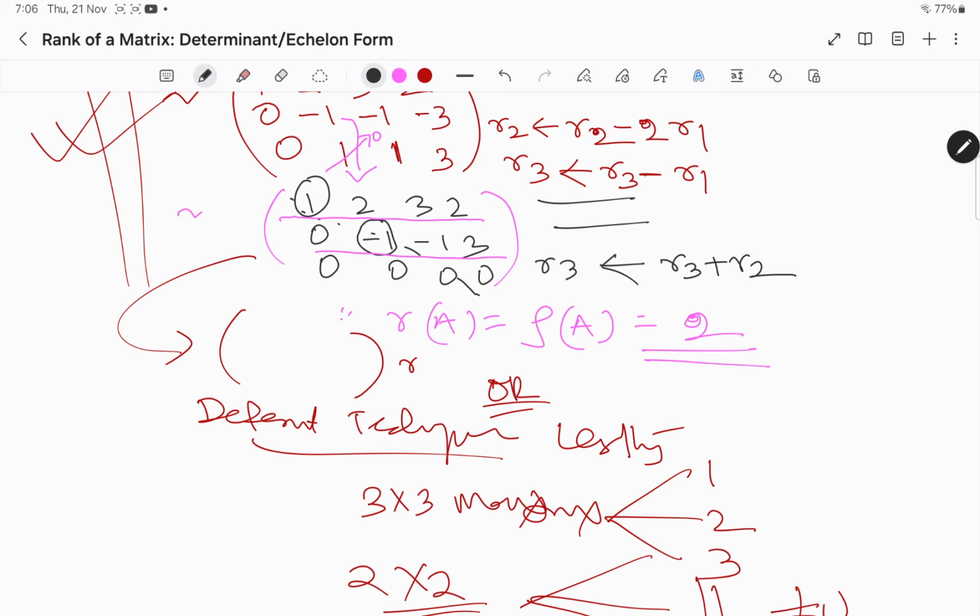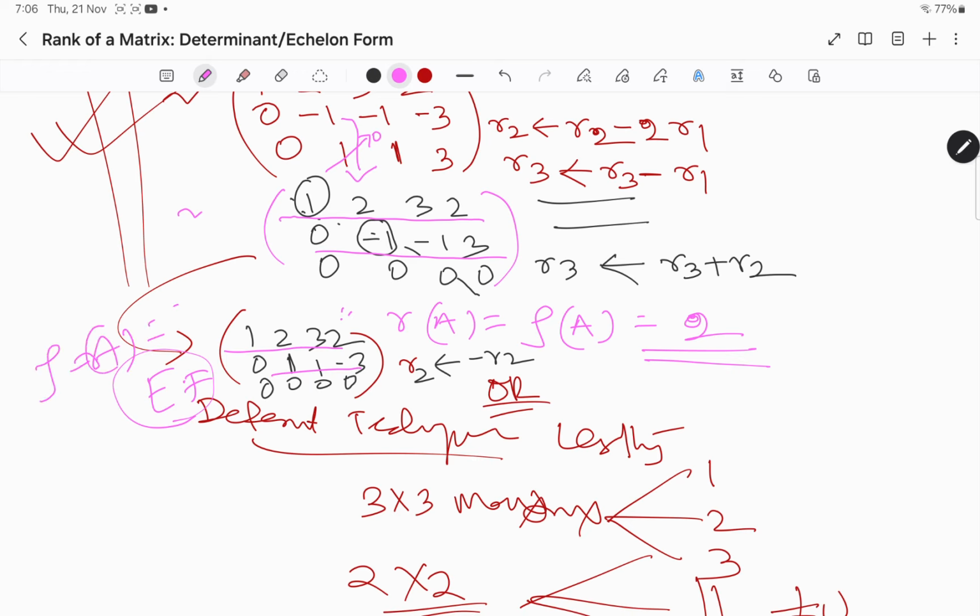R2 needs to be replaced by R2 minus 2R1 here. Then it is 1 2 3 2, 0 1 1 minus 3, and 0 0 0 0. Now this is exactly my echelon form. So the number of non-zero rows present here is 2. The rank of A is equal to 2. But without bringing this, I can complete here. From the upper triangular matrix itself we can declare the rank of the matrix.